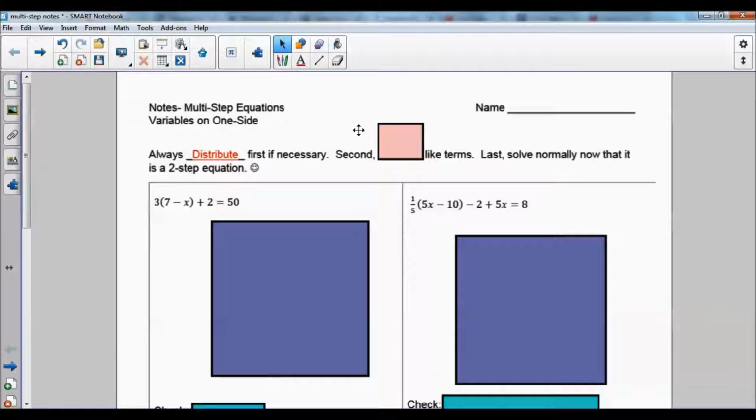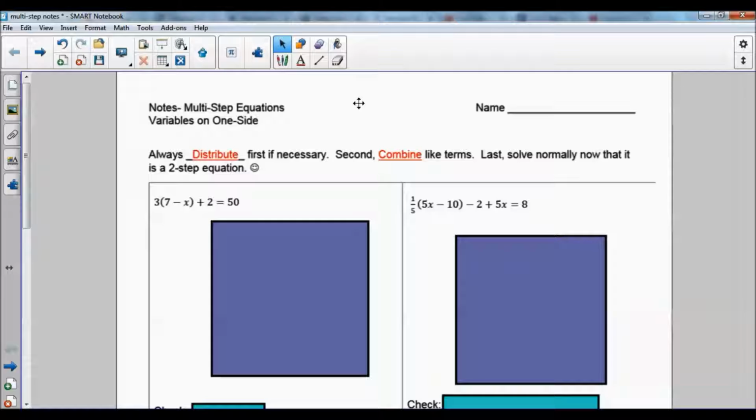Second, you're going to have to be able to combine like terms. So when you combine like terms, remember you can only put things with the same variables together and numbers without variables go together, but you can't mix those two together. Okay, then once you've done that, it's usually now a 2-step equation, which we already know how to solve. So distribute, combine like terms, solve the 2-step equation.